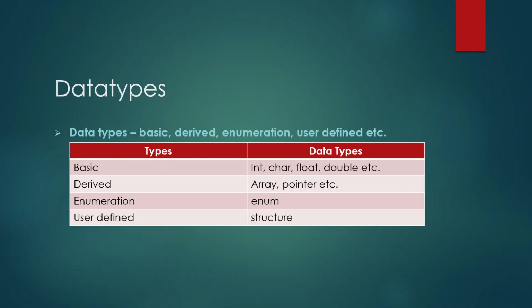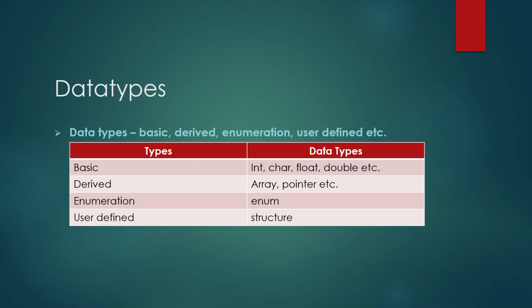Next one is data types. The variable types are included in the basic data types. The basic data types include the integer, character, float, and double data types. Derived data types include the array and pointer data types. Enumeration includes the enum, and user defined data types include the structure. For the derived, enumeration and user defined types, we will see the examples in the later videos.